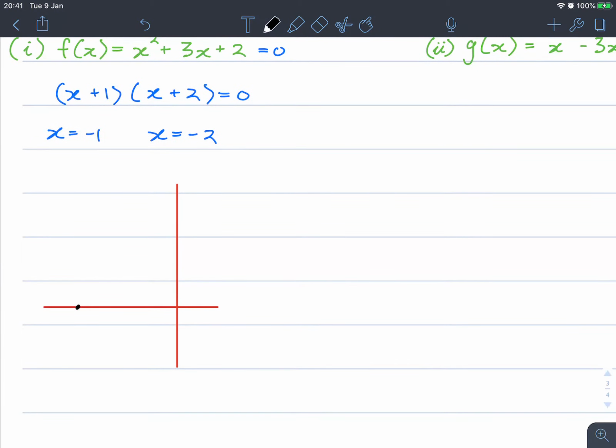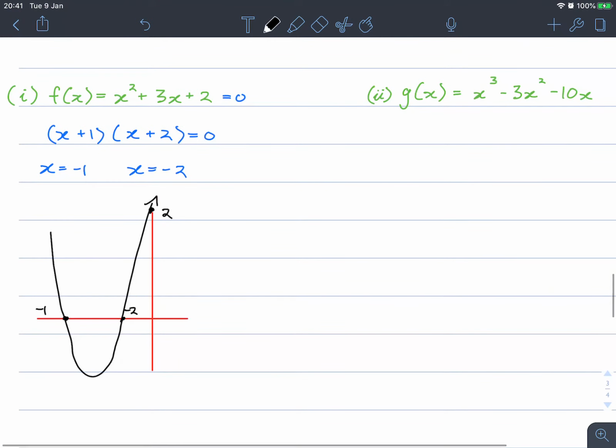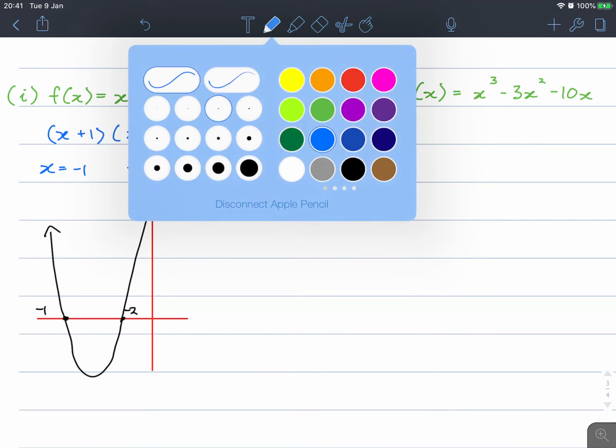Minus 1, minus 2. It's quadratic. And even for this one, I can indicate what my y-intercept is, although that's not what we're looking for in this question. Minus 1, minus 2, and that is 2. There we are.